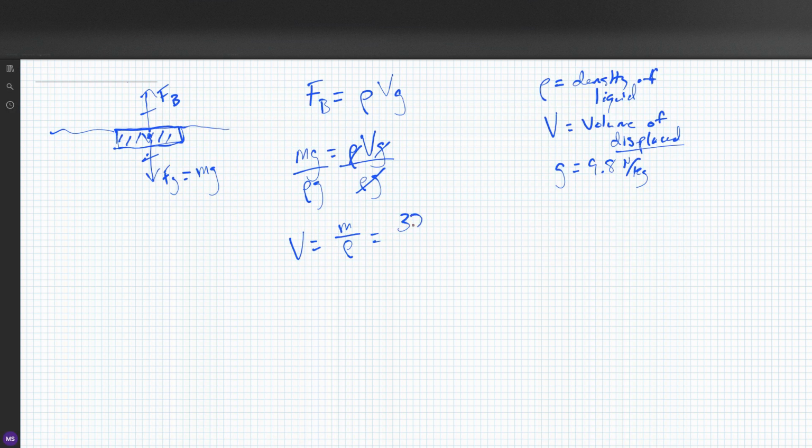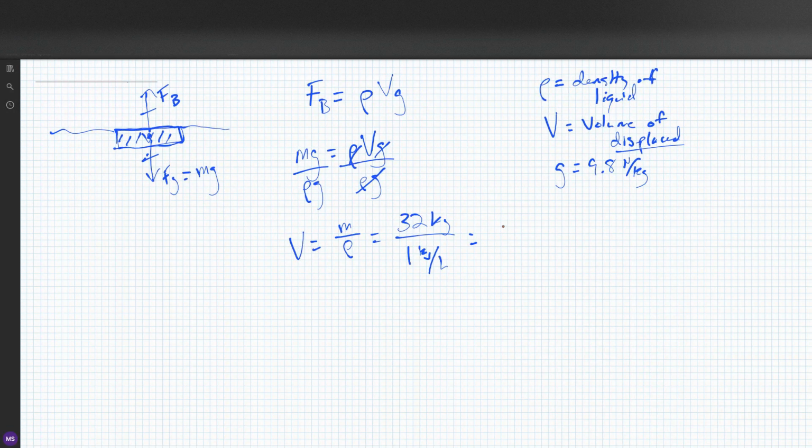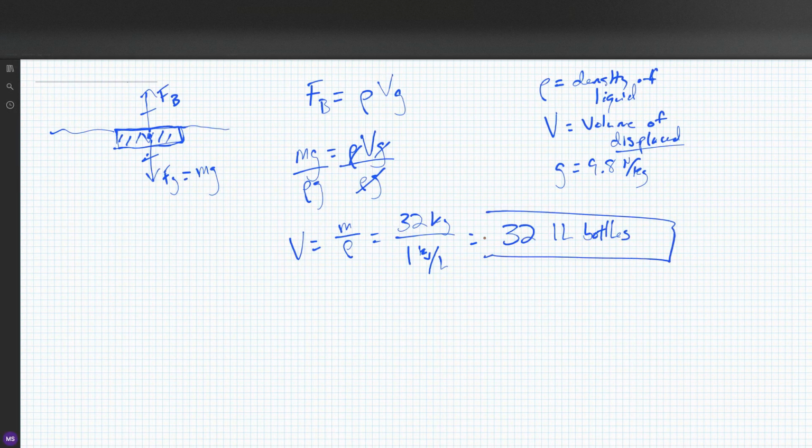And the mass of the child, it says, is 32 kilograms. And the density of water is 1 kilogram per liter. So that means that he's going to need 32 1-liter bottles. Since each bottle is 1 liter, 32 1-liter bottles will give him a displaced volume of 32 liters, and that'll just get him able to float.